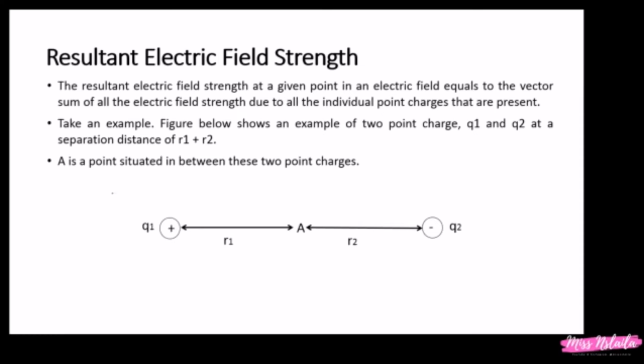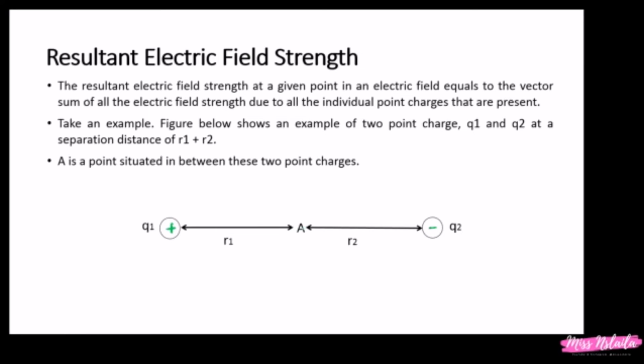For example, we have Q1 positive charge, Q2 negative charge. I know that in your book the signs are different, so please correct it. Q1 will be positive, Q2 will be negative. For this example, we have point A. This is just a point, not a test charge. Point A is situated at a distance of R1 from Q1, the positive charge, and also at a distance of R2 from the negative Q2. So what is the resultant electric field strength at point A?